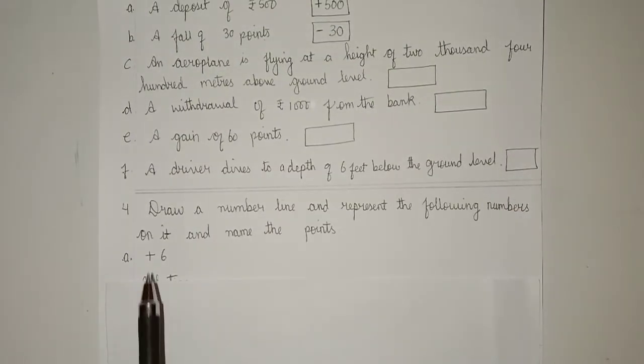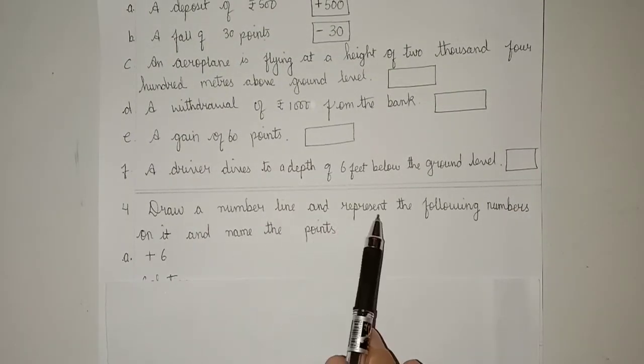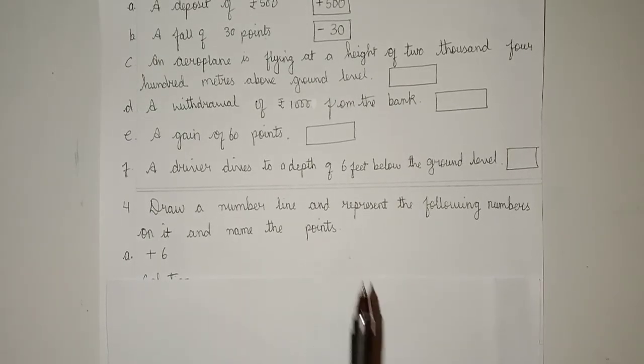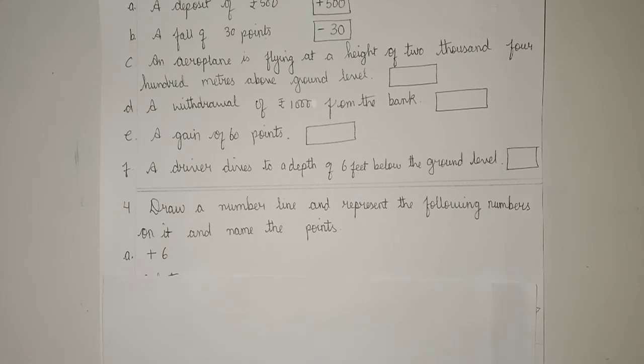Number 4, draw a number line and represent the following numbers on it and name the points. So in question number 4, you have to draw a number line, and then on that number line, you have to, in 4A, put this number on the number line, and then on that point you have to name it. Name it means how you name the point.